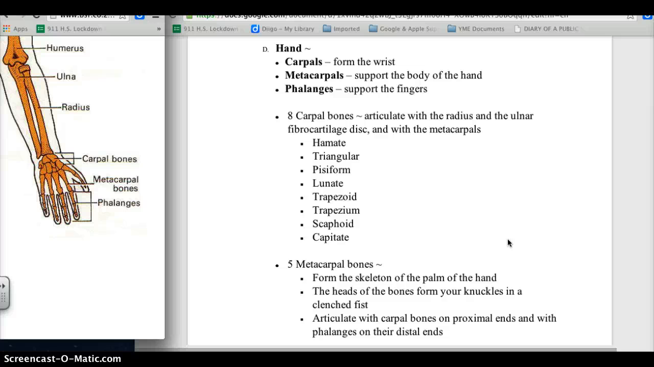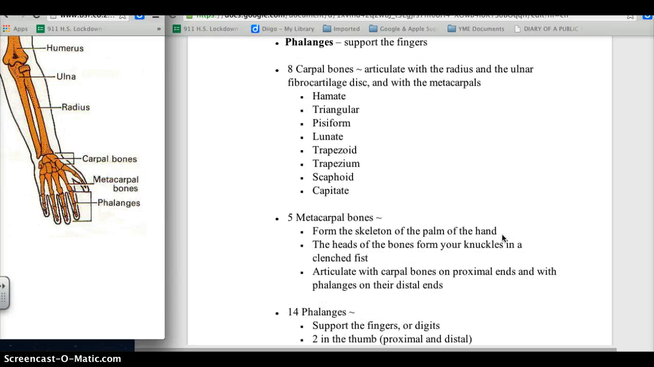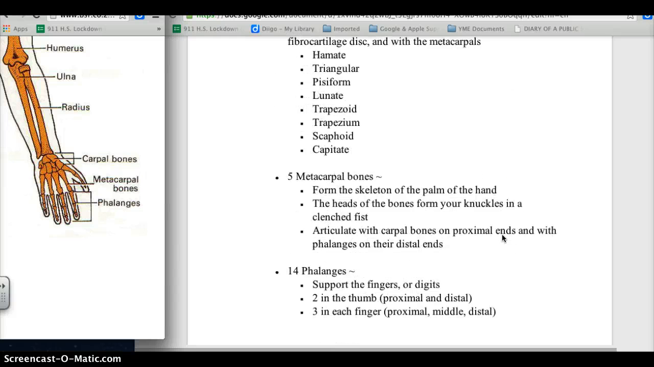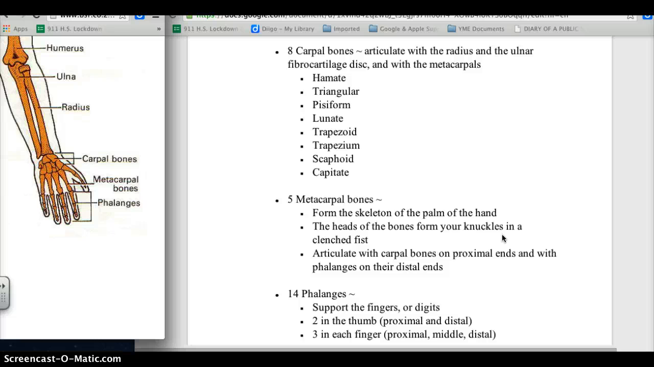So we've done the humerus, gone down into the radius and ulna in the forearm, and now we hit the carpals of your wrist. There are 8 bones in your wrist, 8 carpal bones, 5 metacarpal bones, and 14 phalanges. So I'm going to just leave this up. You can see the different names.